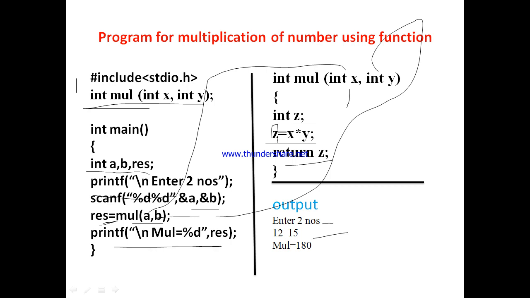printf("mul = %d", res). So here, enter two numbers. Suppose we enter the numbers 12 and 15. The multiplication will be done, and this result is stored here. mul is equal to 180.